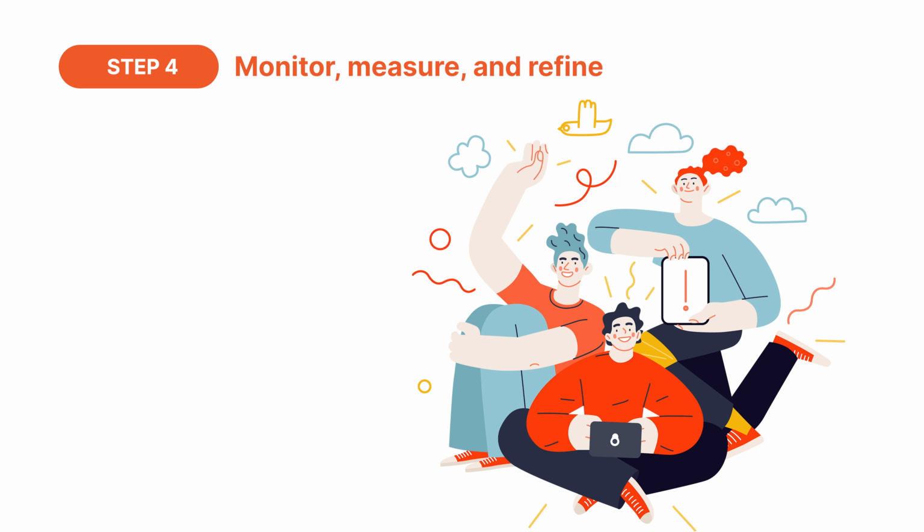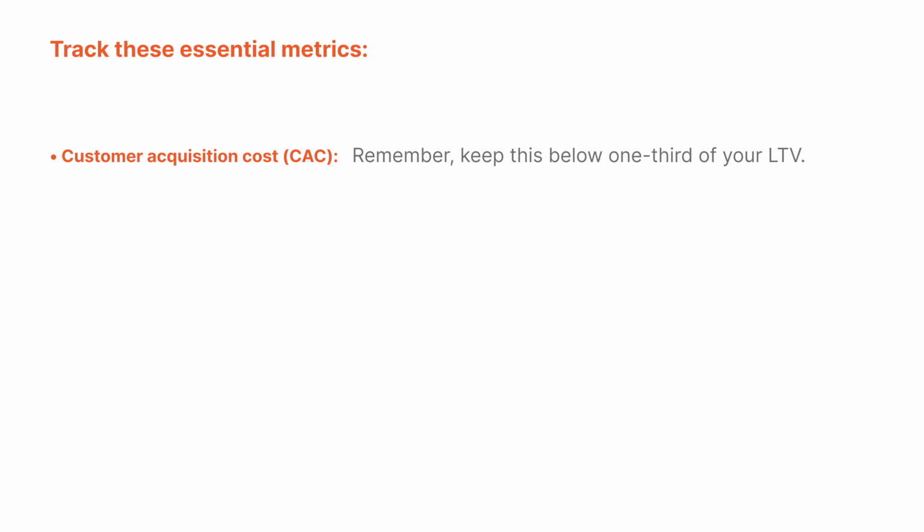So step 4 is to monitor, measure, and refine. Allocating your budget is just the first step, really. To truly maximize your ROI, you need to constantly monitor your performance and refine your strategy based on the data. Track these essential metrics: customer acquisition cost. Remember to keep this below 1/3 of your LTV.